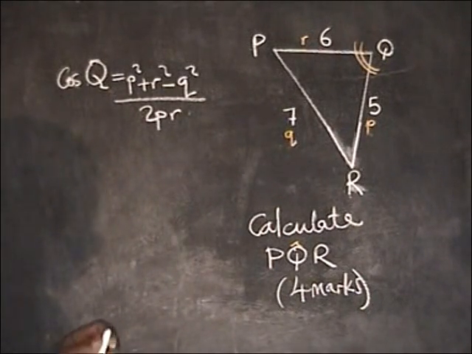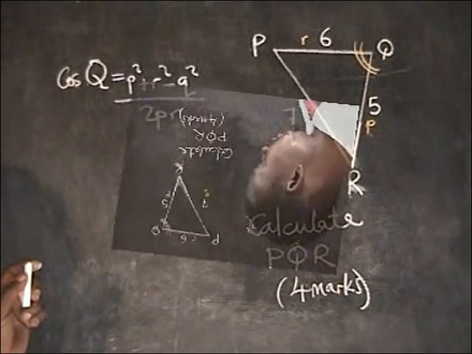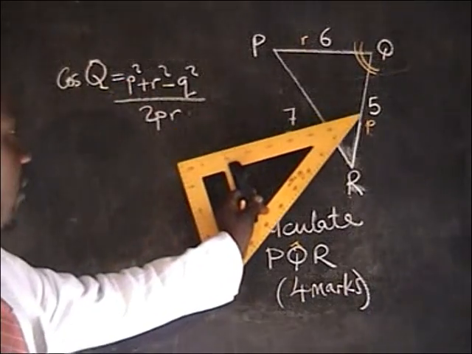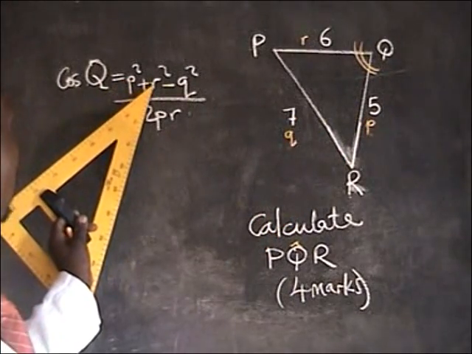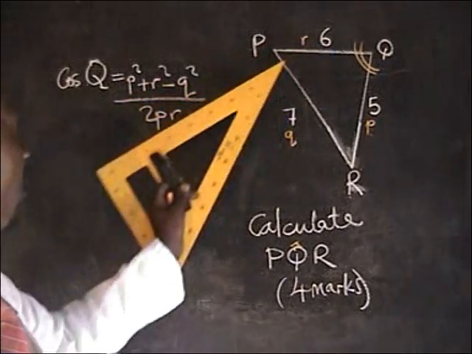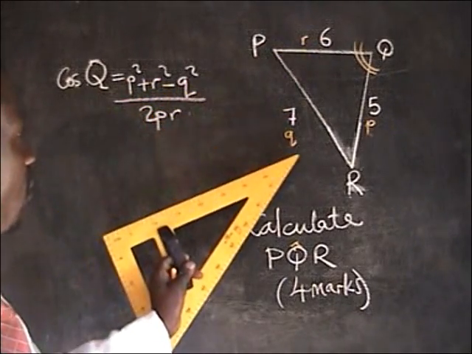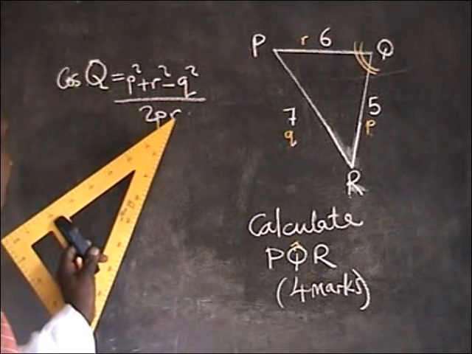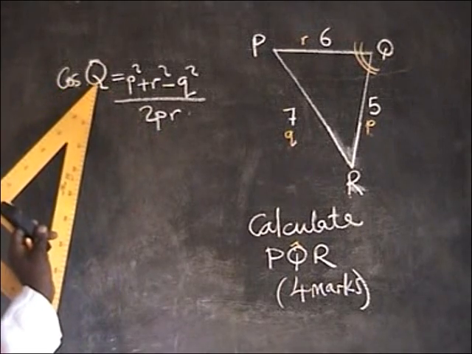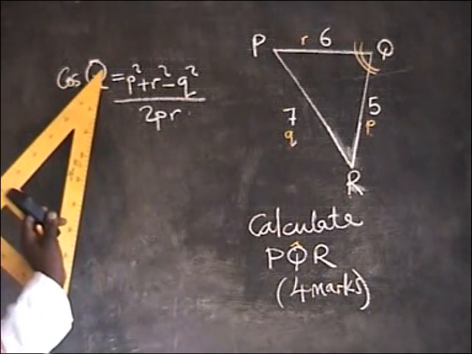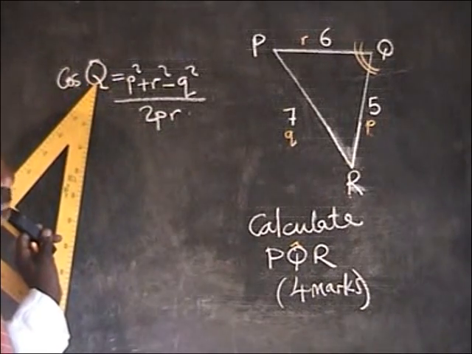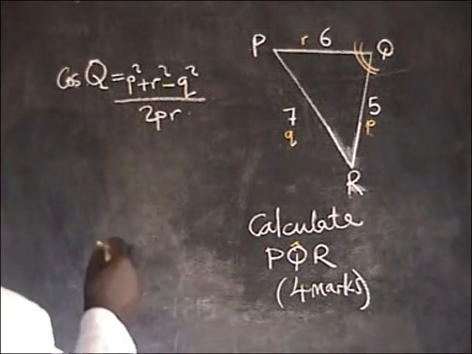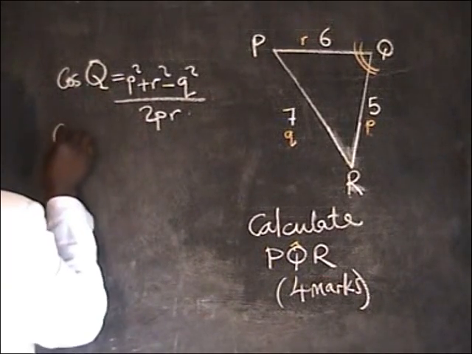So without wasting much of your time, the next thing is to start substituting. Where you see small letter p, you are going to write a 5. Where you see small letter r, you are going to write a 6. And where you see small letter q, you are going to write a 7. 2PR means 2 multiplied by p multiplied by r. Whereas cosine Q is now the subject. This Q is a capital letter, mind you, which means this is the angle I am trying to work out.